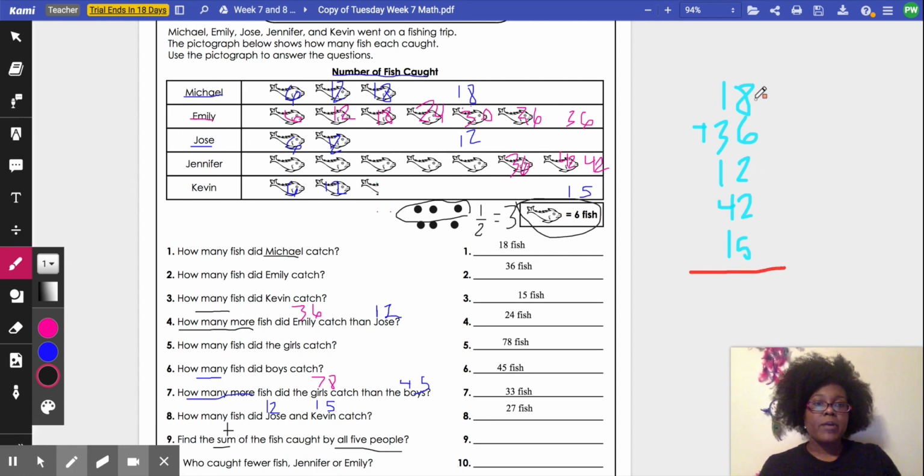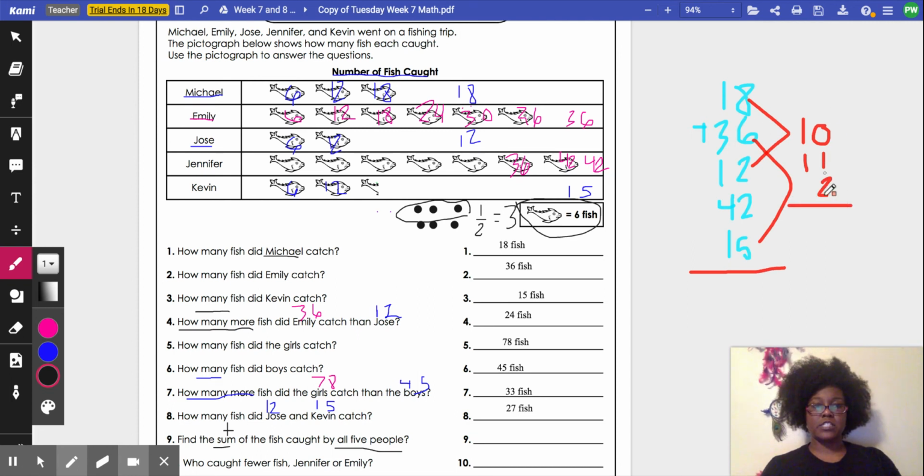So what I always do is I go and I try to make a 10. So 8 plus 2 gives me 10. 6 plus 5 gives me 11. And then I have 2 left over. So I'm going to put 2 in my ones place. And I'm going to add these up because this is adding my ones place.